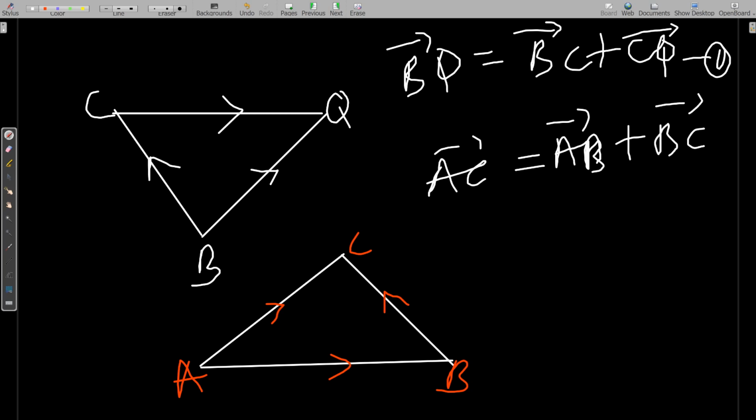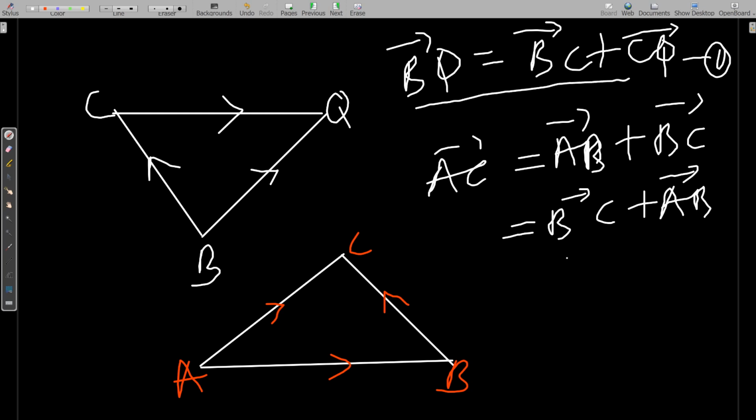Okay, now I hope you understand this. AB plus BC, that's AC for you. And this is the same as saying that you have BC plus AB, right? Now let's look at this. We have BC here, we have BC in this. Now I want to show that AC is equal to BQ.